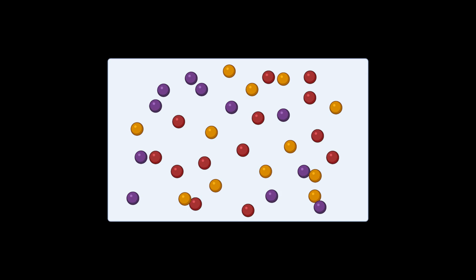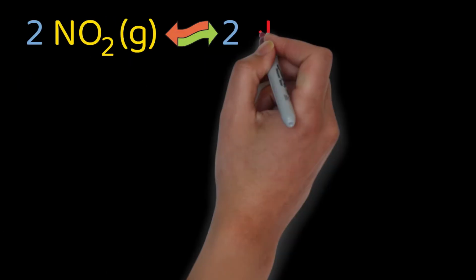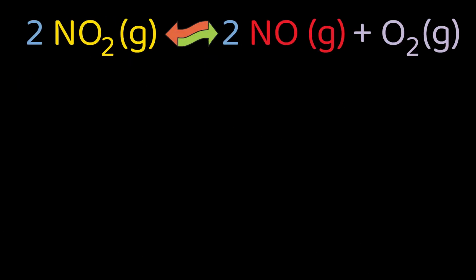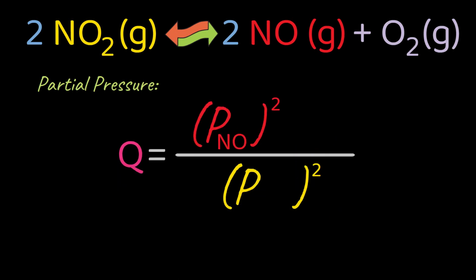When we do this, we get no change in the resulting equilibrium because this new Q value is still the same as K. However, for a reaction like this one, if we do the same thing, we get a Q that is 3 times higher than Kp.